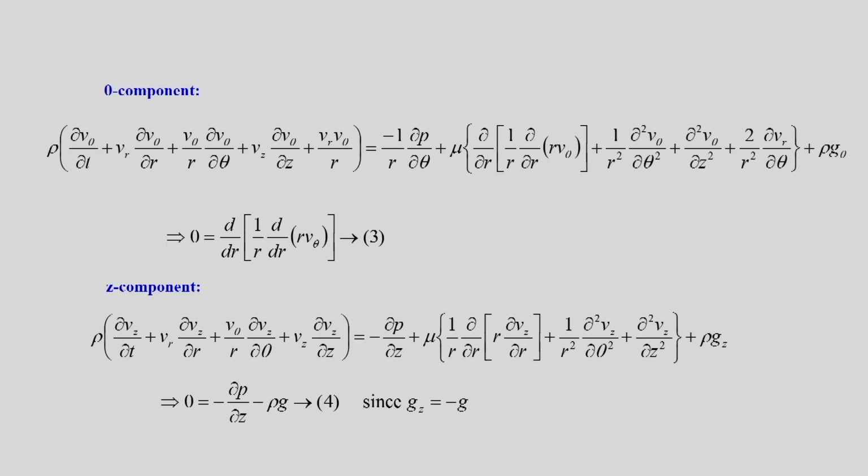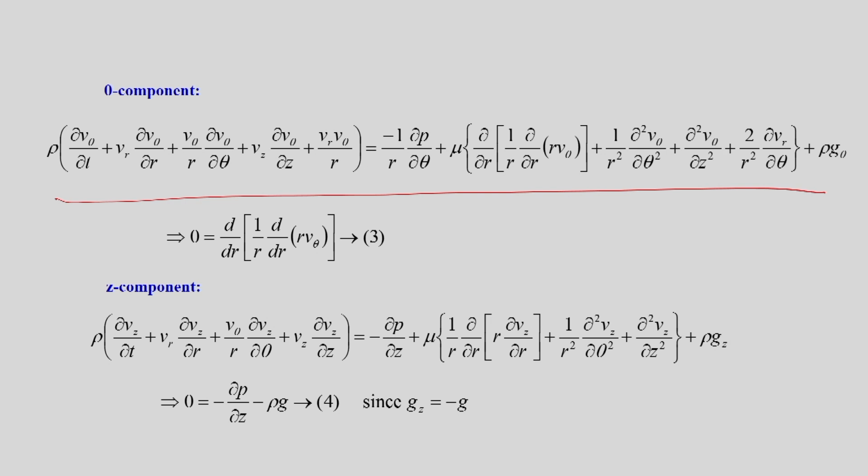Now we start with the theta component of the equation of motion. It is given here: ρ(∂Vθ/∂t + Vr ∂Vθ/∂r + (Vθ/r) ∂Vθ/∂θ + Vz ∂Vθ/∂z + VrVθ/r) = −(1/r) ∂p/∂θ + μ[∂/∂r((1/r) ∂/∂r(rVθ)) + (1/r²) ∂²Vθ/∂θ² + ∂²Vθ/∂z² + (2/r²) ∂Vr/∂θ] + ρgθ. This is the theta component of the equation of motion in the cylindrical coordinate system.